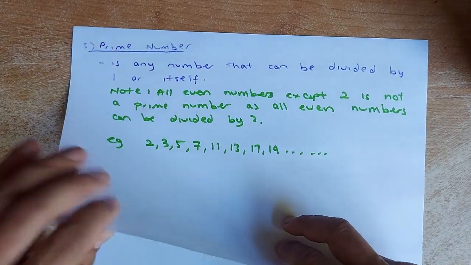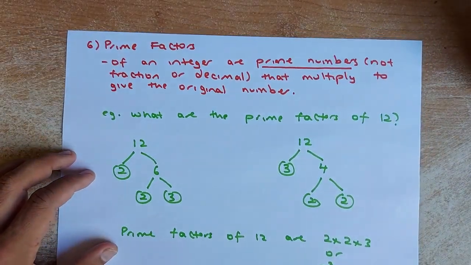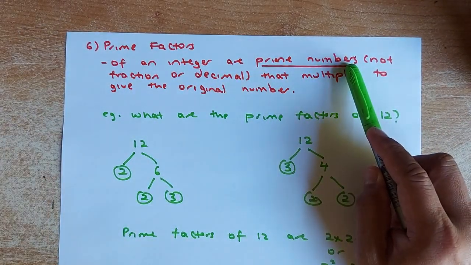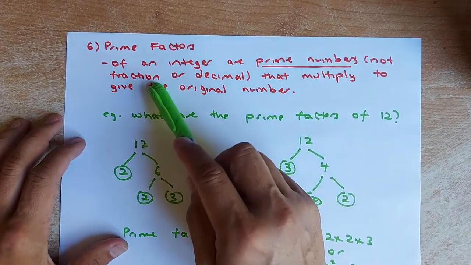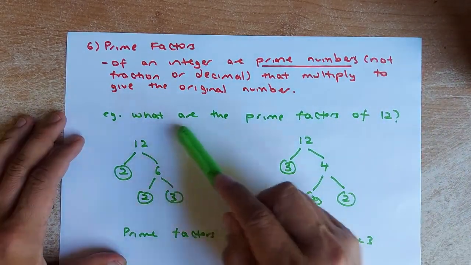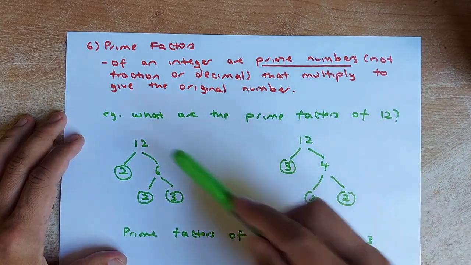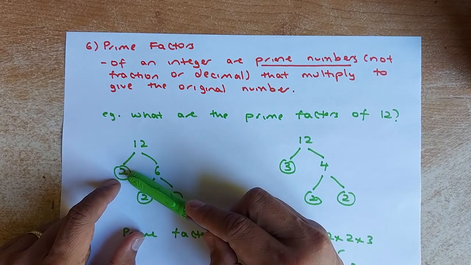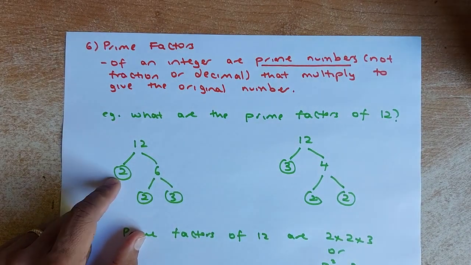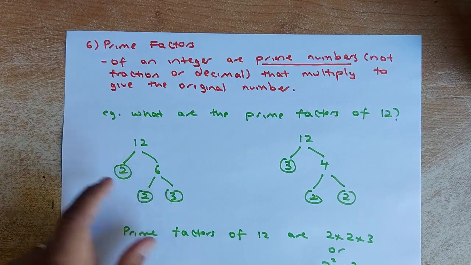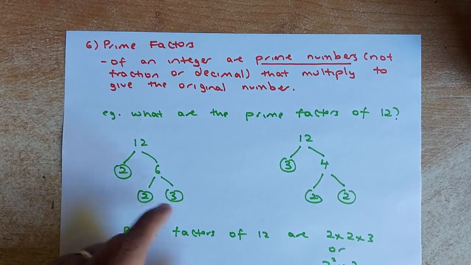And the last thing we're going to do today is calculate the prime factors. The prime factors of an integer are prime numbers. So you need to get the prime numbers, not decimals or fractions, that multiply to give the original number. So for example, what are the prime factors of 12? 12 is just multiplied by 2 numbers, 2 and 6. So 2 is a prime number, leave it there. So 6 can be further broken down into 2 and 3. So these are prime numbers. So the answer is 2 times 2 times 3.